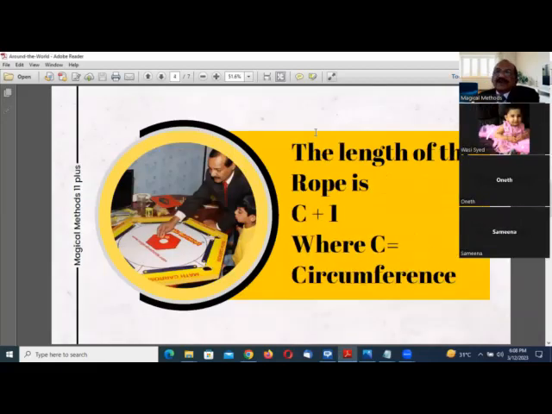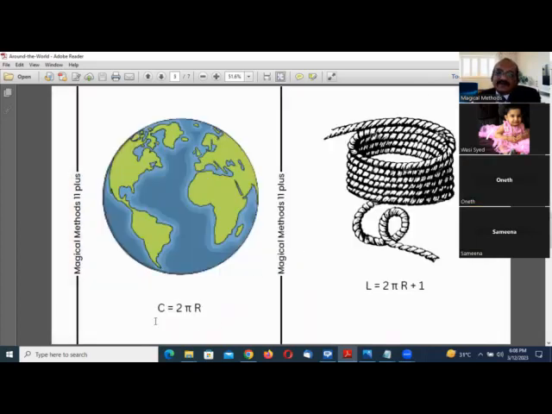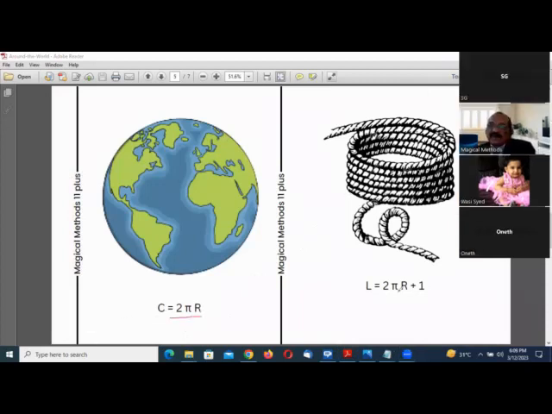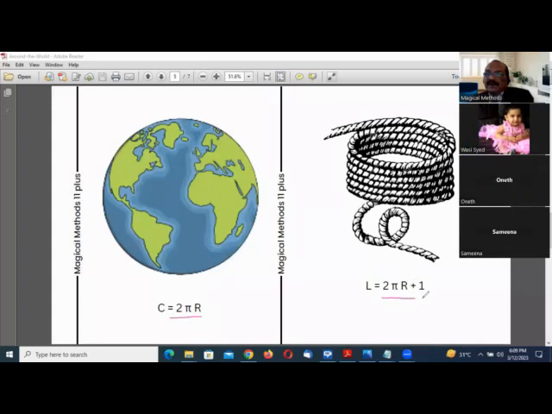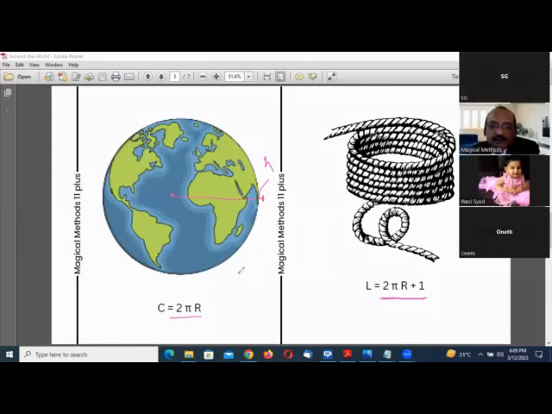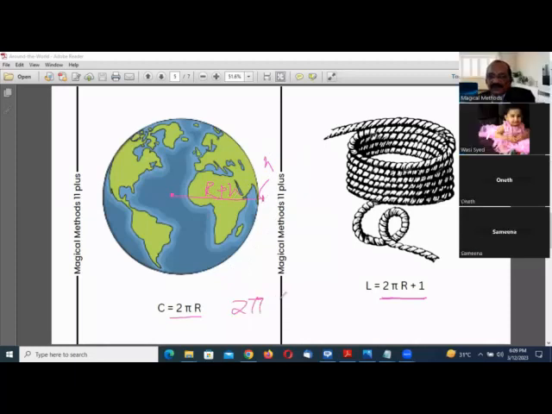That is the question. The length of the rope is C plus 1, that is circumference plus 1. So how do we find how much away from the earth it is? What is given? The circumference of the earth is 2 pi r, and the length of the rope is 2 pi r plus 1. But suppose this is height h. From here up to this point becomes r plus h, and the circumference will become 2 pi times (r plus h). The next page will give you the solution.